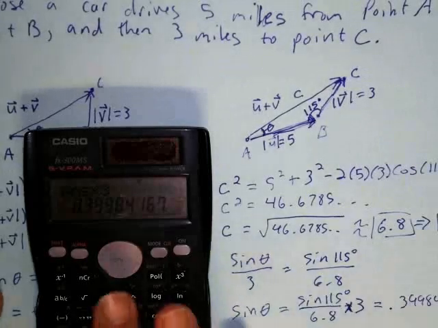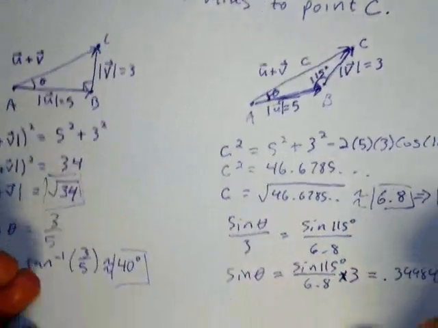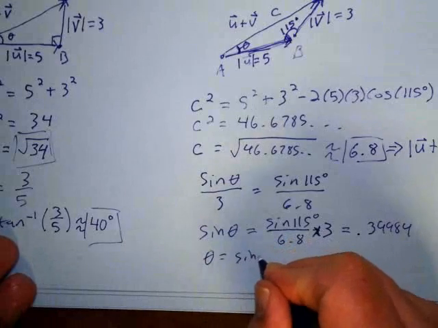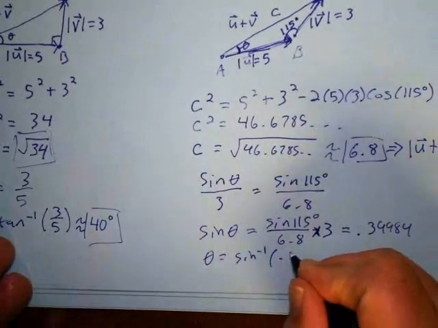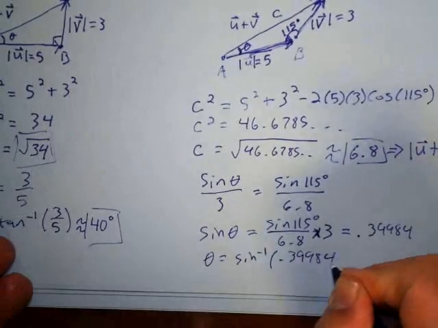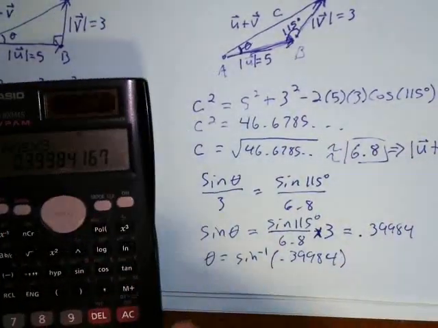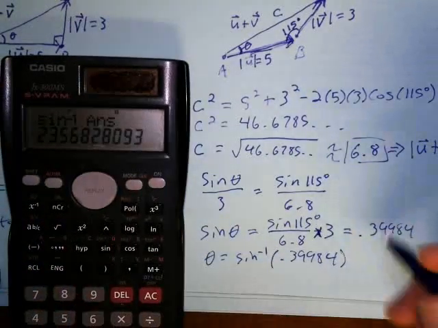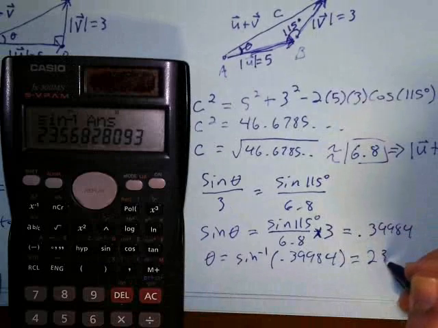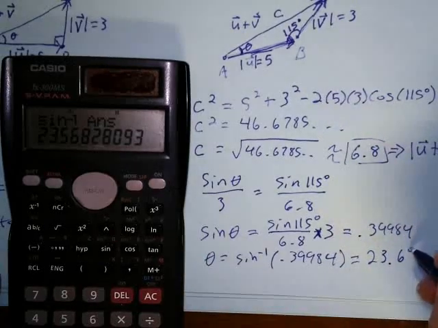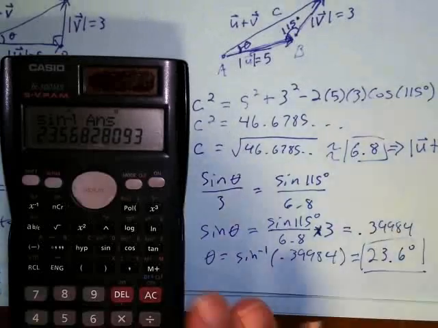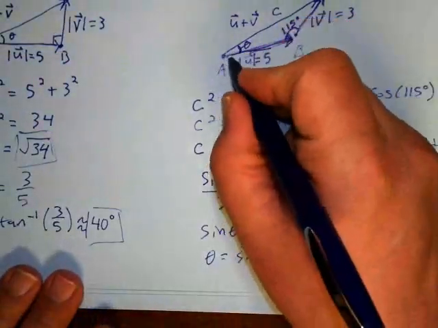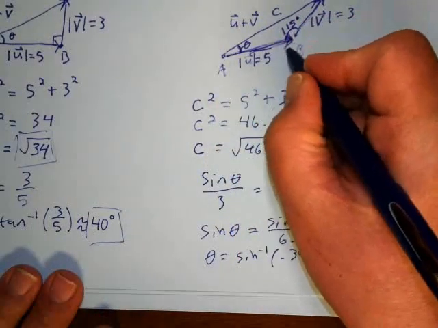0.39984. I'll just write that, and now this is like a trig equation, right? So my theta is going to be the sine inverse of 0.39984. And so I'm going to do sine inverse of the answer, and I get 23.6 degrees if I round to the tenths place. Okay, and that is the angle that the resultant angle makes with this vector right here.